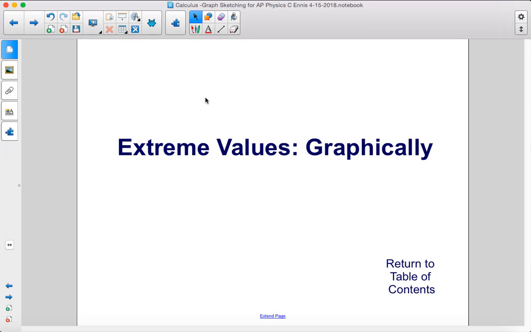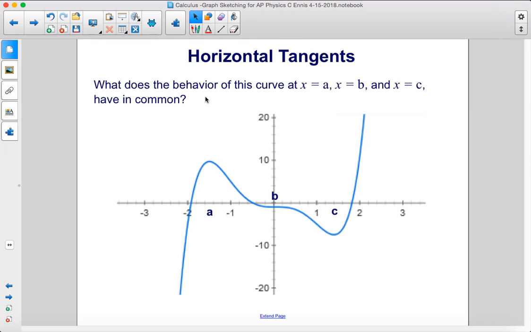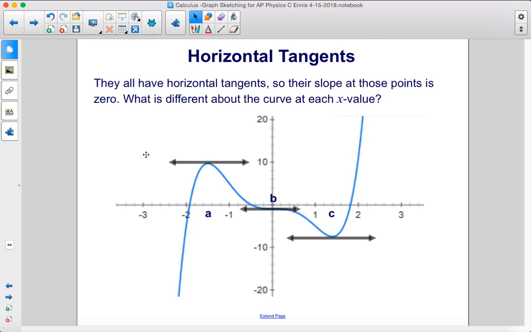Extreme values, graphically. What does the behavior of this curve at x equals a, x equals b, and x equals c have in common? So here, here, and here. We'll see on the next slide. They all have horizontal tangents, so their slope at those points is 0. So here's a horizontal tangent, and horizontal tangent. You can see the slope of these lines is 0.